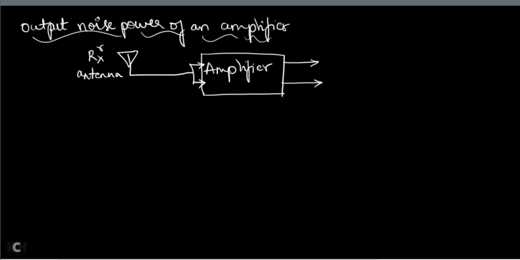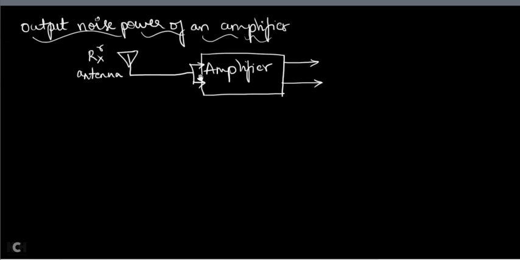I am considering the amplifier as a two-port network. That is why there are two ports at the input and two ports at the output side. So there is an amplifier, and that amplifier is driven by the input signal from the receiving antenna, right? This receiving antenna is given as input to the amplifier.